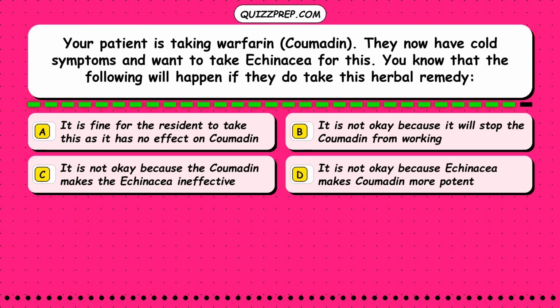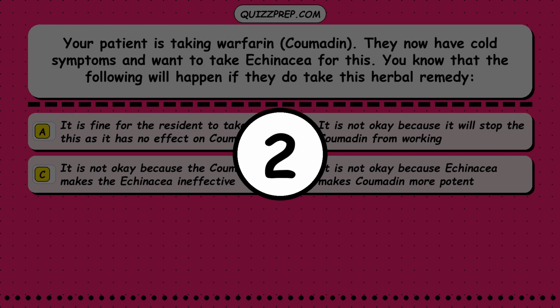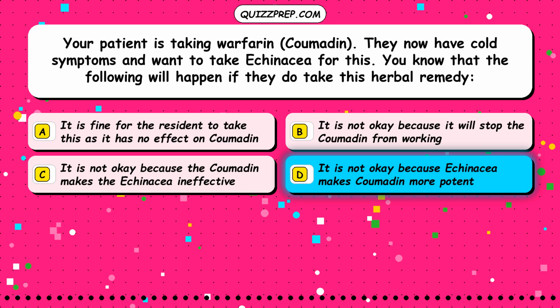Question 380. Your patient is taking warfarin, Coumadin. They now have cold symptoms and want to take echinacea for this. You know that the following will happen if they do take this herbal remedy. Option A. It is fine for the resident to take this as it has no effect on Coumadin. Option B. It is not okay because it will stop the Coumadin from working. Option C. It is not okay because the Coumadin makes the echinacea ineffective. Option D. It is not okay because echinacea makes Coumadin more potent. The correct answer is option D. It is not okay because echinacea makes Coumadin more potent.